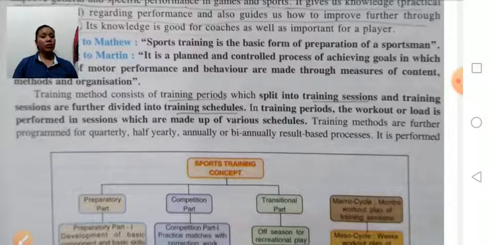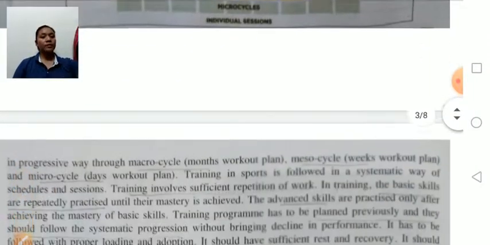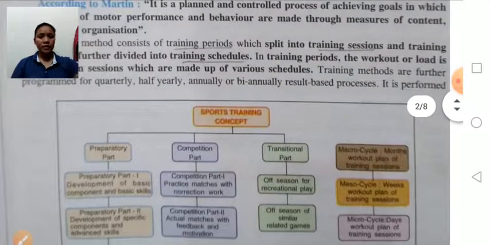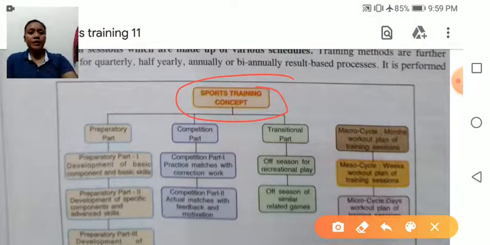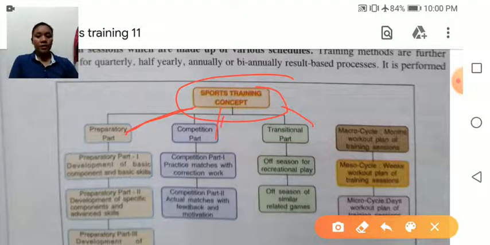Training methods are also divided into macrocycles, mesocycles, and microcycles. First, look at this. Sports training is divided into three parts: preparatory part, competition part, and transition part. In the preparatory part, we prepare an individual for the competitions. In the competition part, the participant participates in the competition. In the transition part, it is a relaxation part.